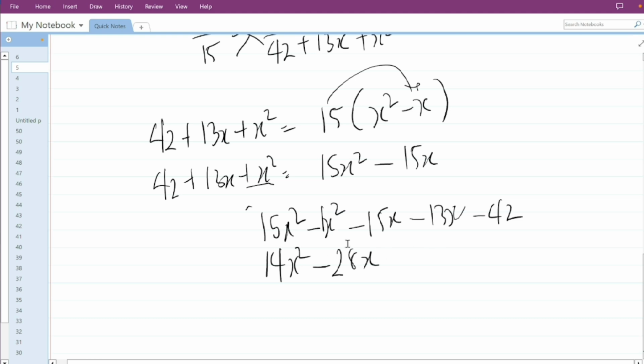You're owing and you're owing. You can use your calculator to do minus 15 minus 13. You get minus 28, then just add your x. Then you have minus 42.